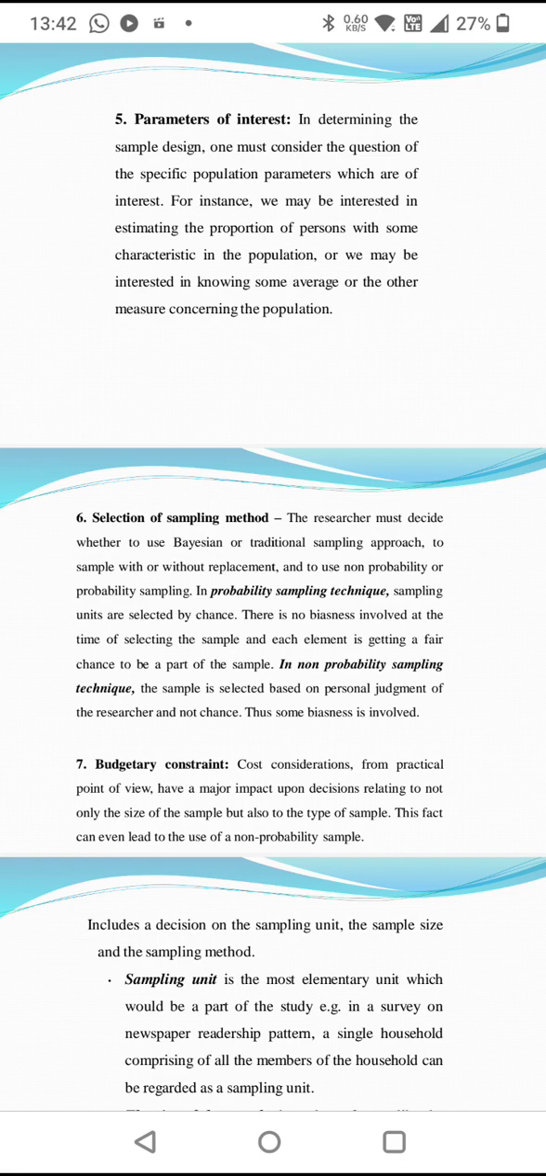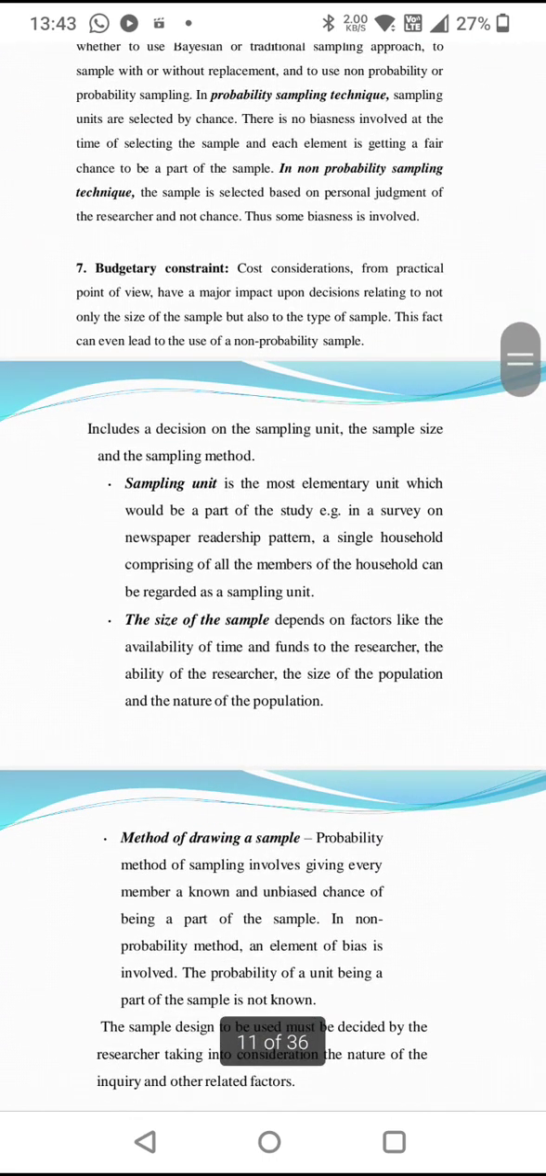So we still have different types of sampling designs and characteristics of a good sample design. It includes the decision on the sampling unit, the sampling size, and the sampling method. Sampling unit is the most elementary unit which would be a part of the study. For example, in a survey on newspaper readership pattern, a single household comprising all the members of the household can be regarded as a sampling unit. Yes, because it is representative of that entire population.